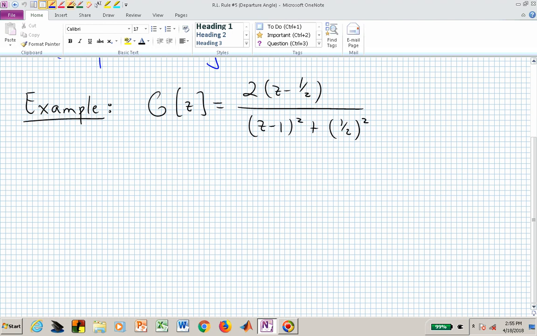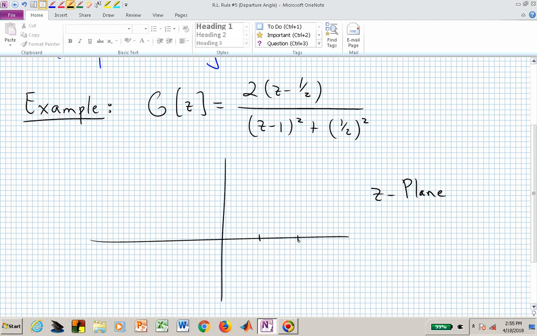If we sketch that in the z-plane, we now have our zero at 1/2, and we have poles at 1 plus and minus j 1/2, where these tick marks are now at every 0.5. And what we would like to do is figure out, what does the root locus look like? First, we can say, how many branches do we have? Well, we only have 2 poles, so we're going to have 2 branches of the root locus.